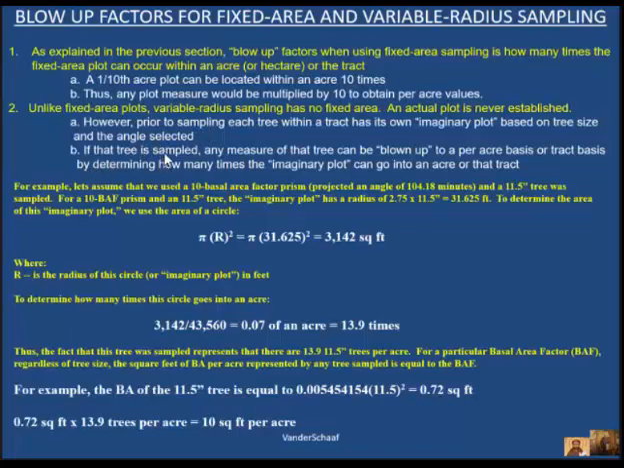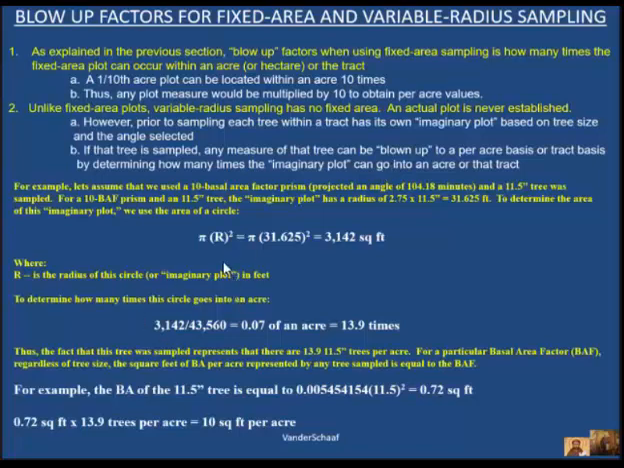If that tree is sampled, any measure of that tree can be blown up to a per acre basis or tract basis by determining how many times the imaginary plot can go into an acre or that tract. It's similar to the 1/10 acre. It's just that it's not constant for every tree. The blow up or expansion factor is not constant like the fixed radius, because the variable radius has a radius that is variable, and therefore the imaginary plot area is variable, and so therefore the blow up to a per acre basis is variable.